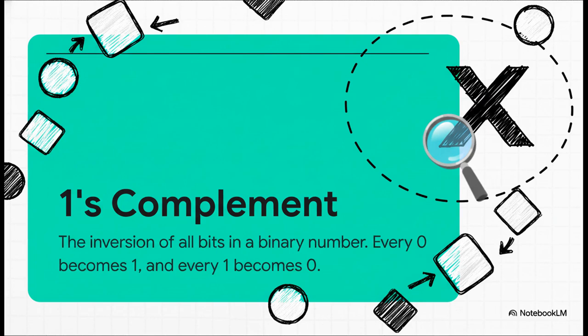Okay, so the very first idea anyone had was something called the ones complement, and it is incredibly straightforward. To get the negative of a number, you just flip every single bit. Every 0 becomes a 1 and every 1 becomes a 0. Super simple, right? Well, this easy approach has one huge deal-breaking flaw.